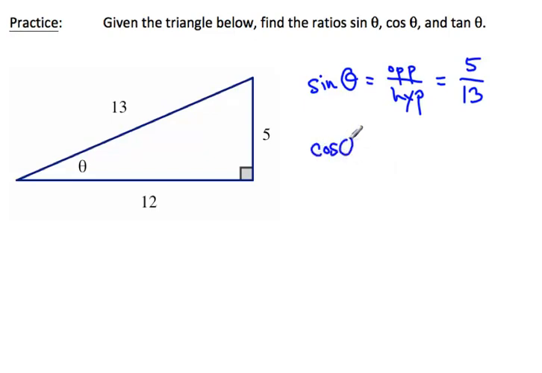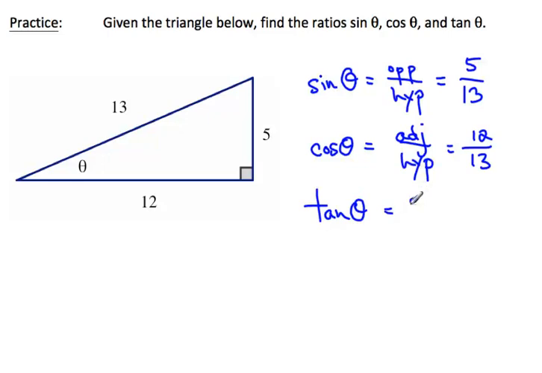Cosine theta, we said, is equal to adjacent over hypotenuse. So hypotenuse is still 13, but this time the adjacent is 12. And tan theta is equal to opposite over adjacent. So opposite is 5, and adjacent is 12.